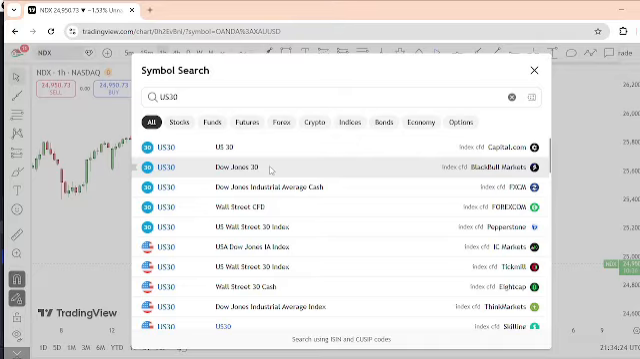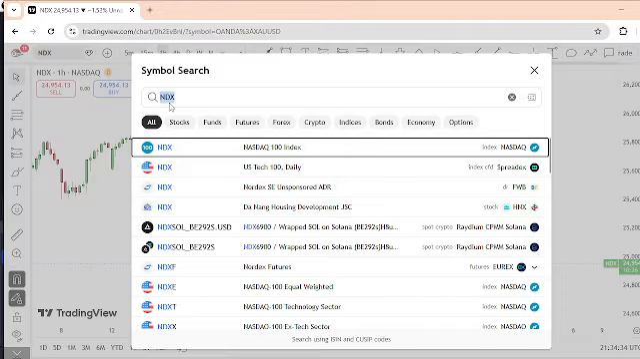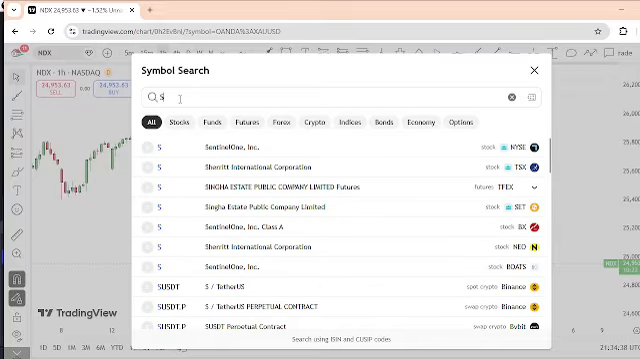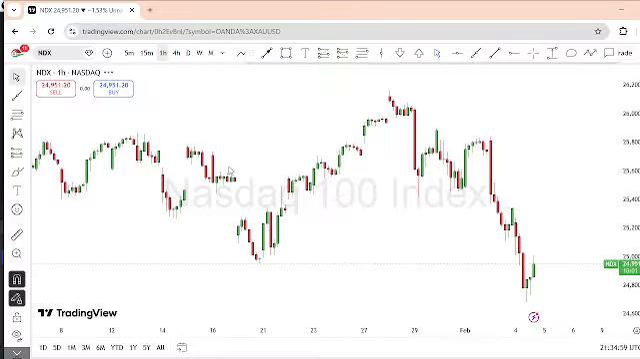So under indices, apart from US 30 and US 100, Nasdaq is US 100, you also have S&P 500. You can see it's there. You click on it. That is S&P 500.